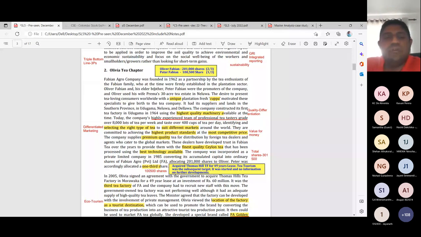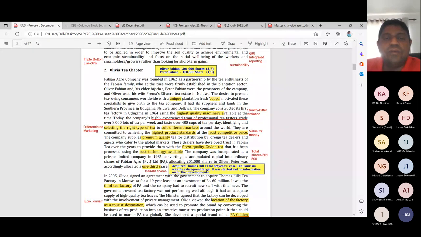Fabrian Agro Company was founded in 1962 as a partnership by the enthusiasts of the Fabrian family, who at the time were firmly establishing the plantation sector. Oliver Fabrian and his elder brother, Peter Fabrian, were the promoters of the company.